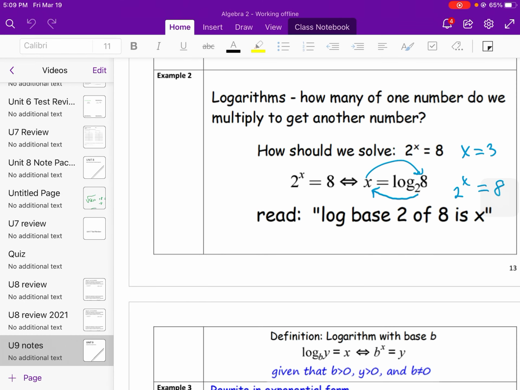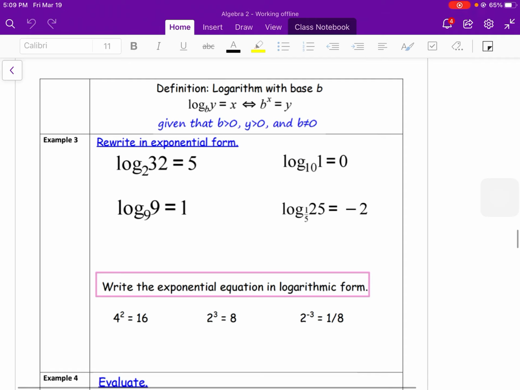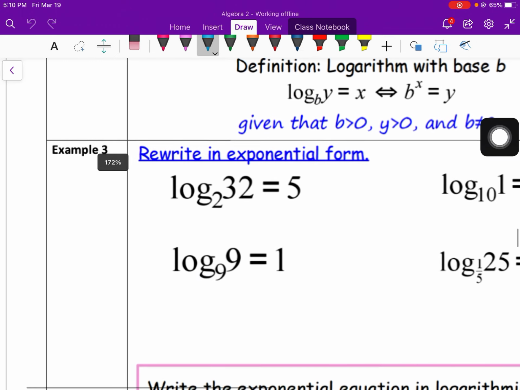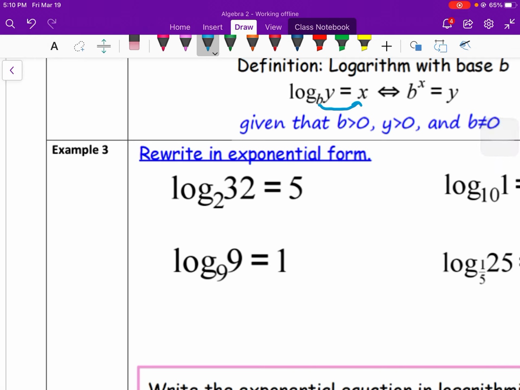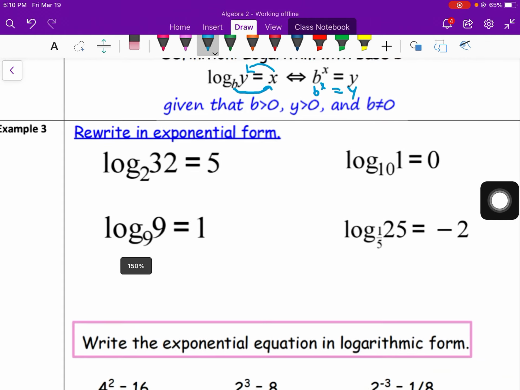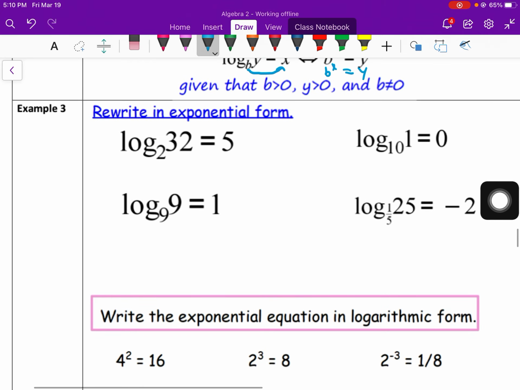Hopefully it loads. Okay. So, definition: logarithm with base b. Log base b of y equals x is the same thing as b to the x equals y, and the arrows will kind of help us work through that. Given that b is greater than 0, y is greater than 0, and b does not equal 1. So those are the requirements. Based on that, let's look at some examples.